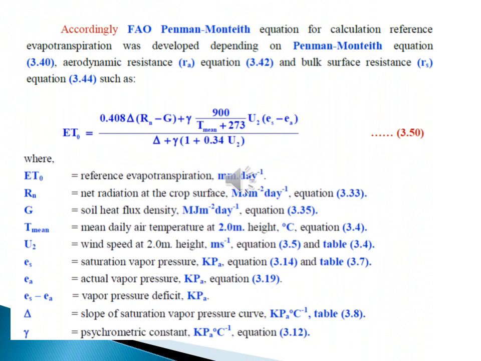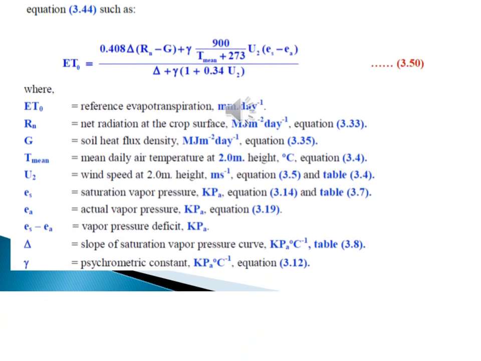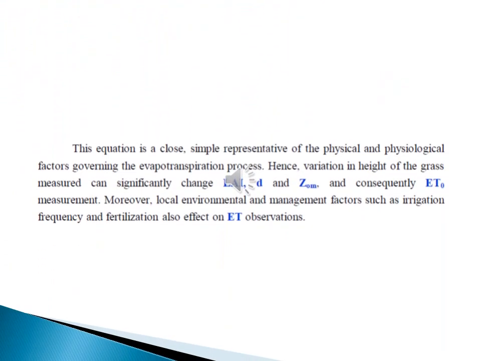FAO Penman-Monteith equation was developed depending on the Penman-Monteith equation, the aerodynamic resistance equation, and the bulk surface resistance equation, as shown by this. Anyway, the FAO Penman-Monteith equation is a close, simple representative of the physical and physiological factors governing the evapotranspiration process.